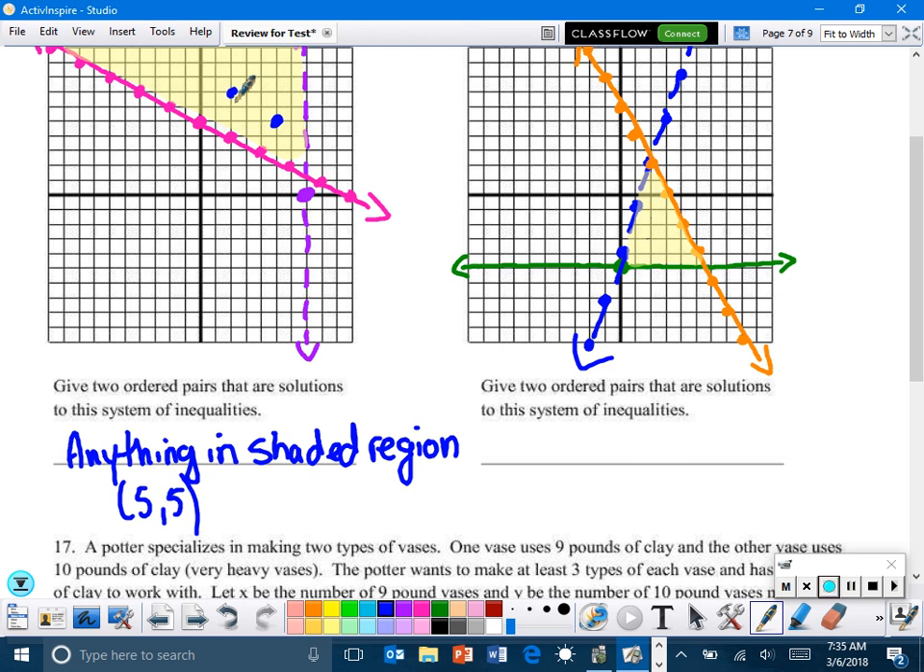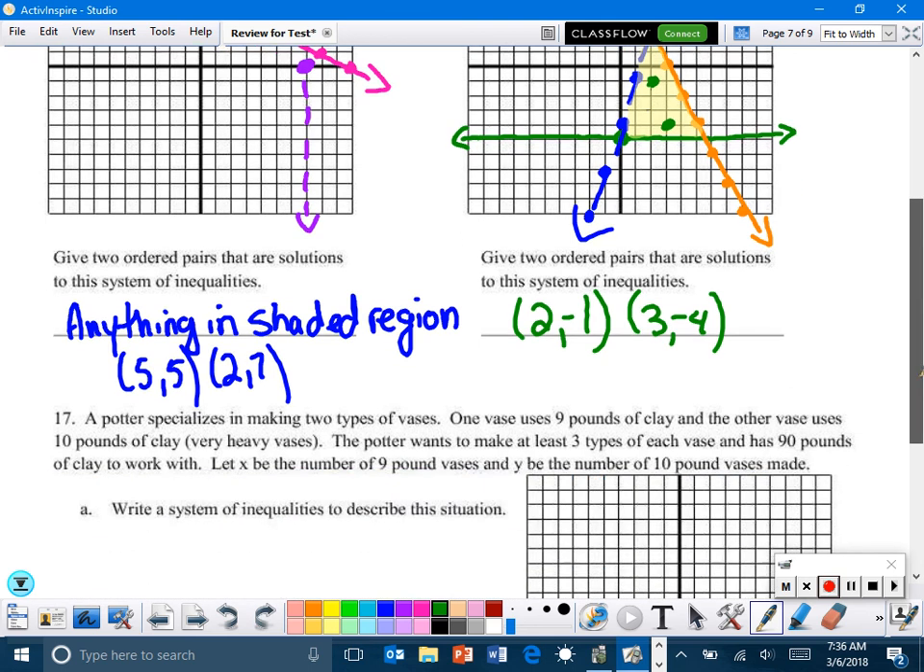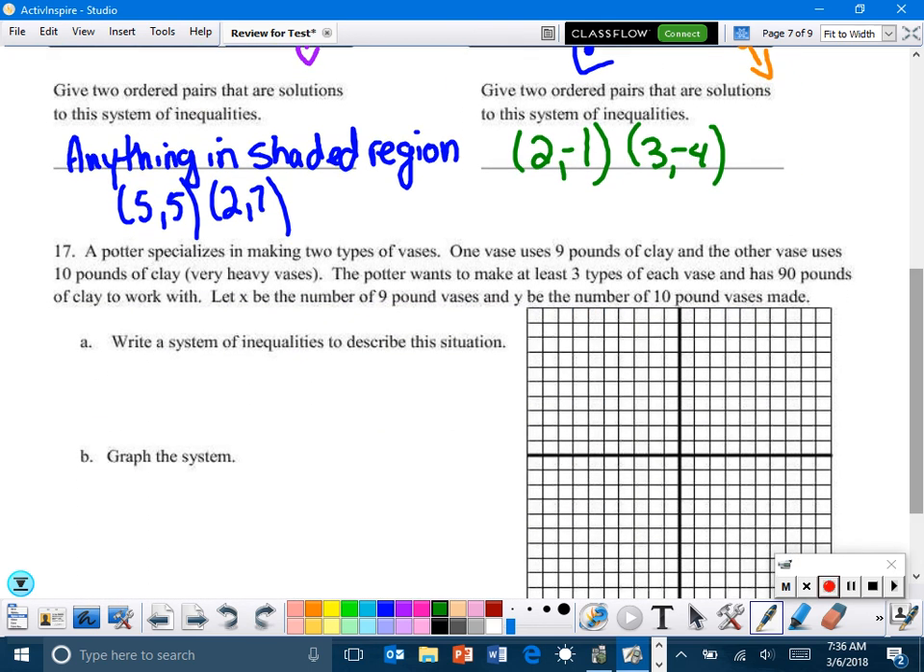Here's another one. That would be 2, 1, 2, 3, 4, 5, 6, 7. 2, 7. Same thing over here. Not quite as many to pick. Like this spot right there. That looks good. That would be 2, negative 1. This spot right here looks good. That would be 3, negative 4. As long as it's in the shaded region, it is correct. Okay, moving on.